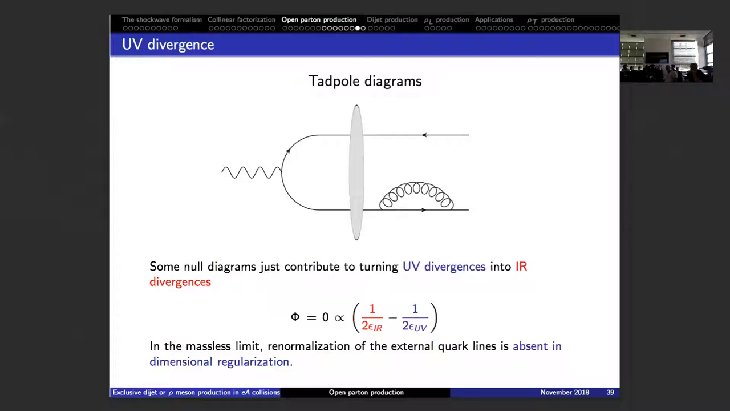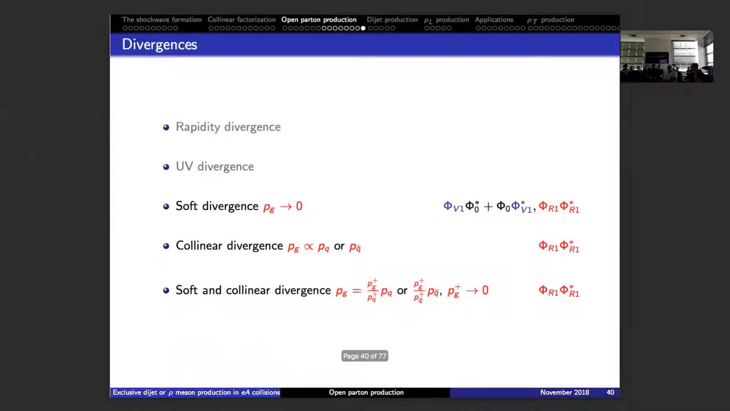So what I'm saying is just that whether you're in team UV deglob or in team infrared deglob, the only difference is what you're doing with this diagram. If you don't really care and you just put this diagram to zero, your UV can cancel infrared. That's the bottom line.